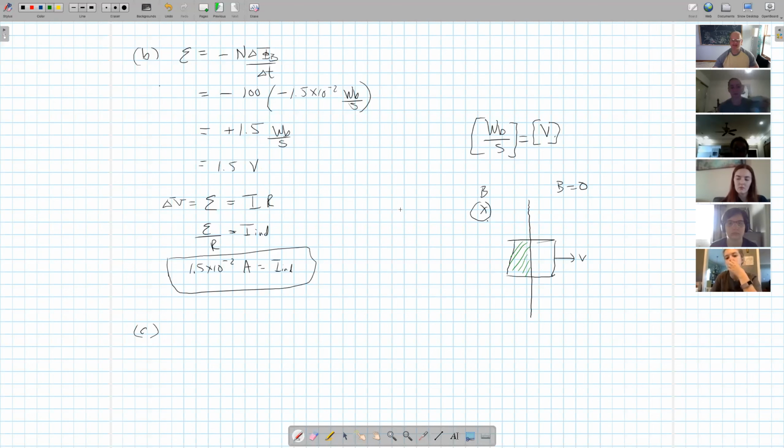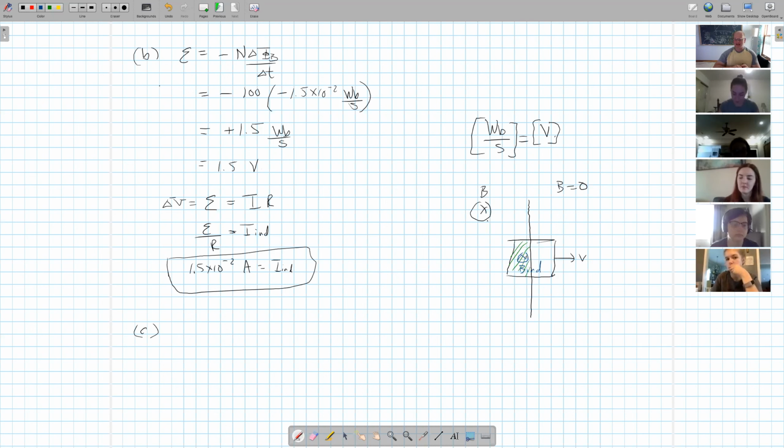Now what Lenz's law says is that we have to induce a magnetic field in the direction opposite to the change. Since the area is getting smaller, I have to induce a magnetic field in the same direction as the external magnetic field, since the external magnetic field is effectively getting smaller because the area is getting smaller.